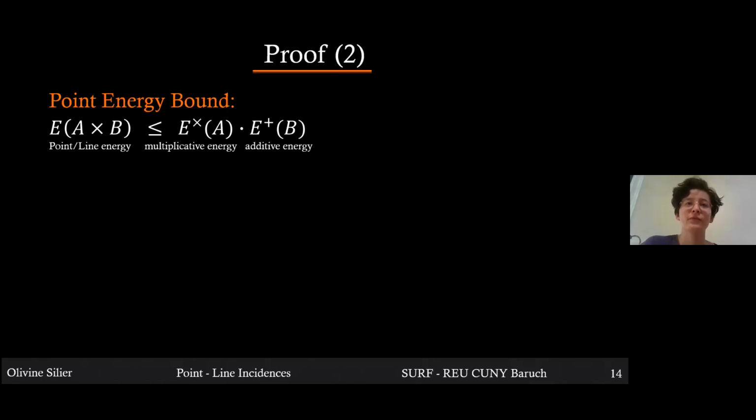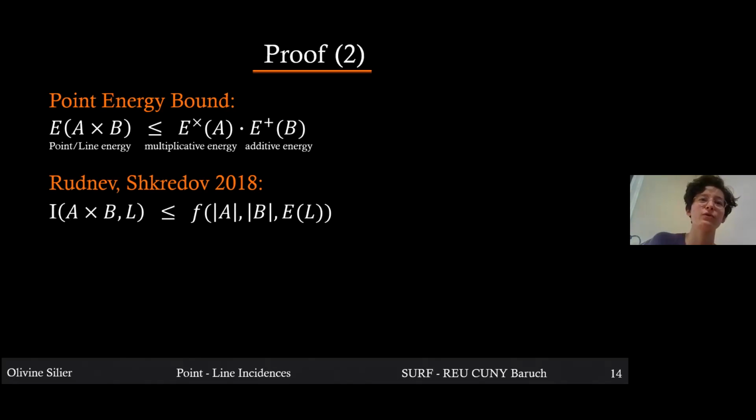And the reason why this is useful is because we can then plug this into this recent result by Rudnev and Shkredov, which allows you to find an upper bound for the number of incidences between a point set that is a Cartesian product and a line set, as a function of the dimensions of the Cartesian product and the line energy that you're working with. Recall that you can map from points to lines and vice versa. So actually this point energy and line energy are the same object.